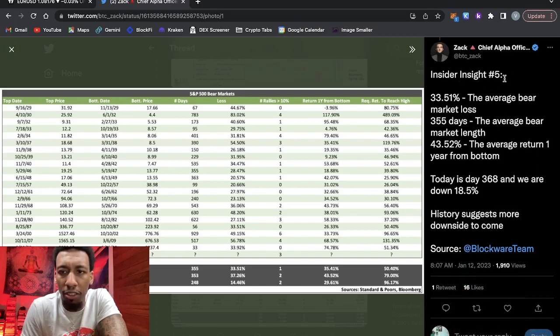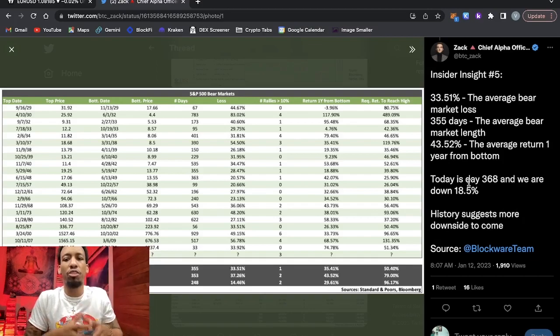And here's some more info. It looks into some averages. The average bear market loss is 33.5%. The average bear market length is 355 days. And the average return 1 year from the bottom is 43%. Today is the 368th day. So we're past the average bear market length.